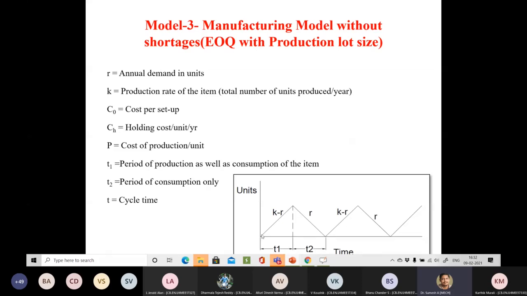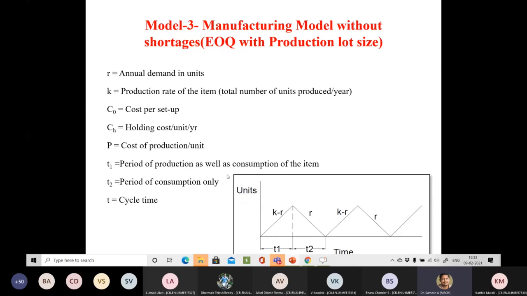This is the third case I told you: the manufacturing model without shortage, EOQ with production lot size. Production lot size is taken into the factor. Here there is a term called the production rate of the item. Your supply is not coming in a constant fashion; based on your supply condition, you are delivering the product. Both your demand as well as your supply go in sloping curves.